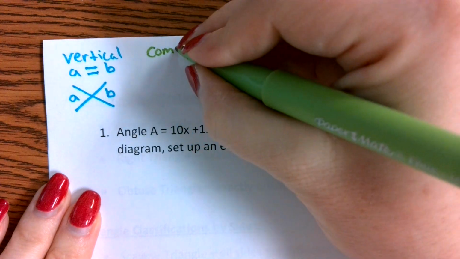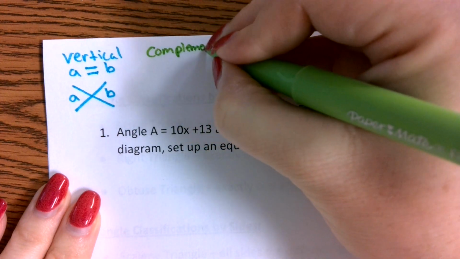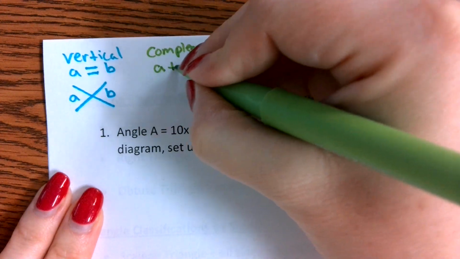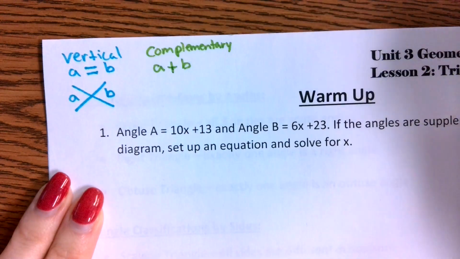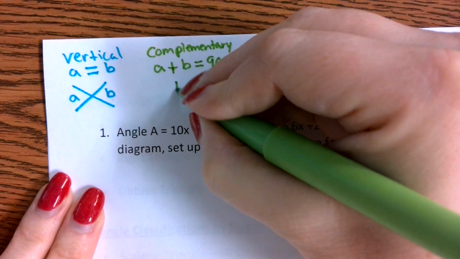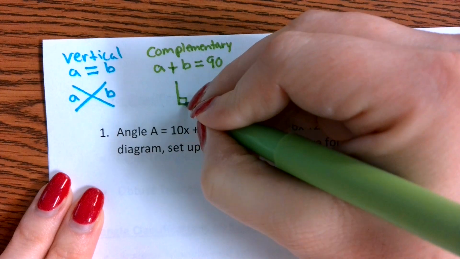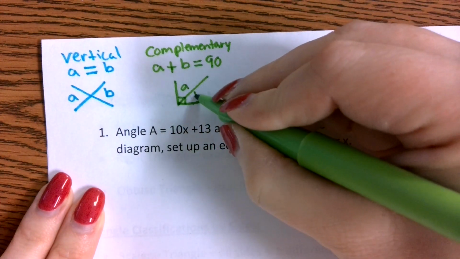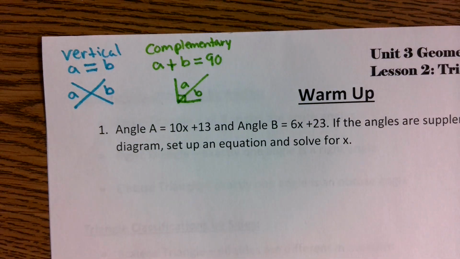When we had complementary angles, you would add your two angles together, angle A plus angle B, and that would be equal to 90 degrees, and it formed an L shape. One of those angles was A and the other one was B.